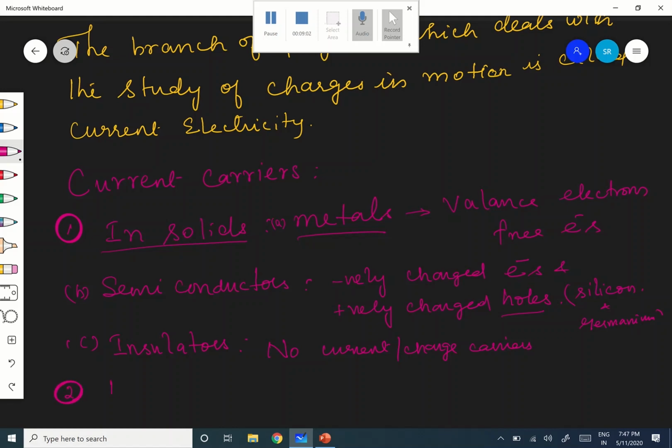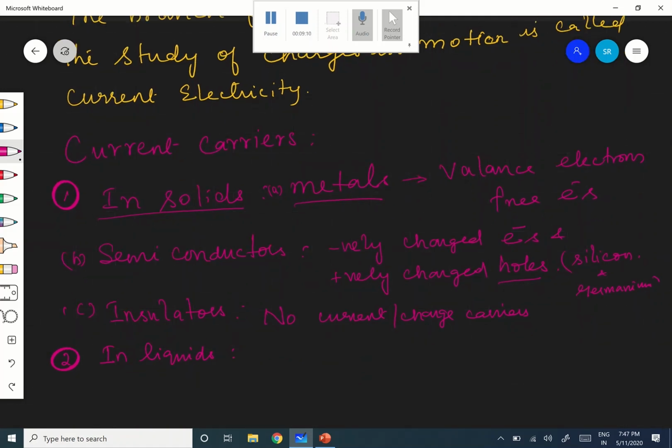The next one is in liquids. For example, NaCl, HCl, copper sulfate solution. When the salt is added to water, it dissociates immediately into ions. For example, Na plus and Cl minus, H plus and Cl minus, and Cu 2 plus and SO4 2 minus. These are ions: one is a positively charged ion and the other is a negatively charged ion.